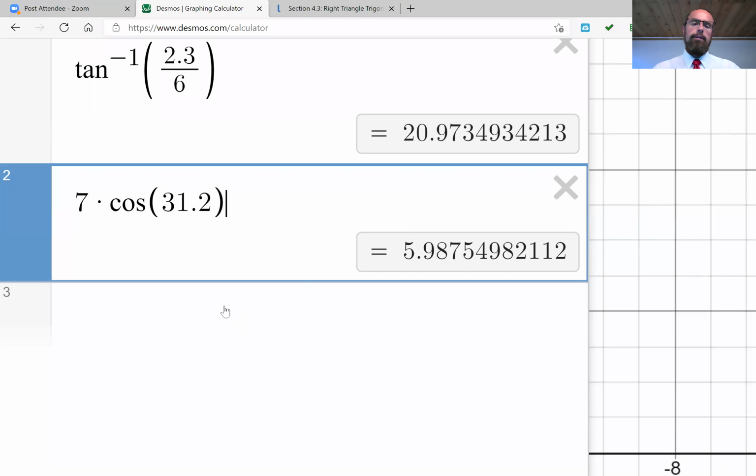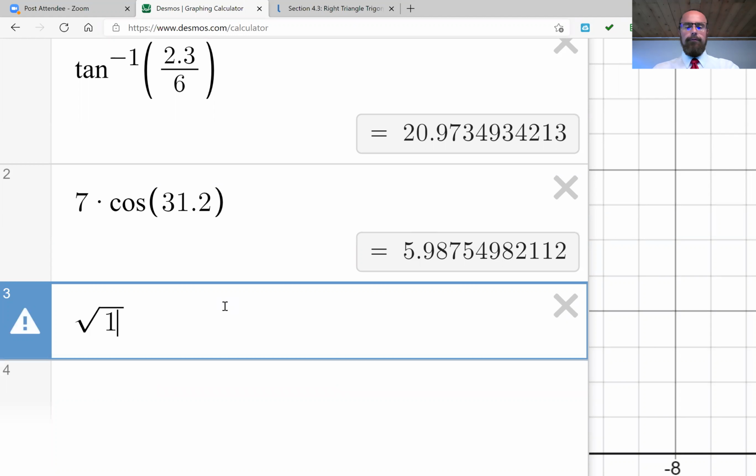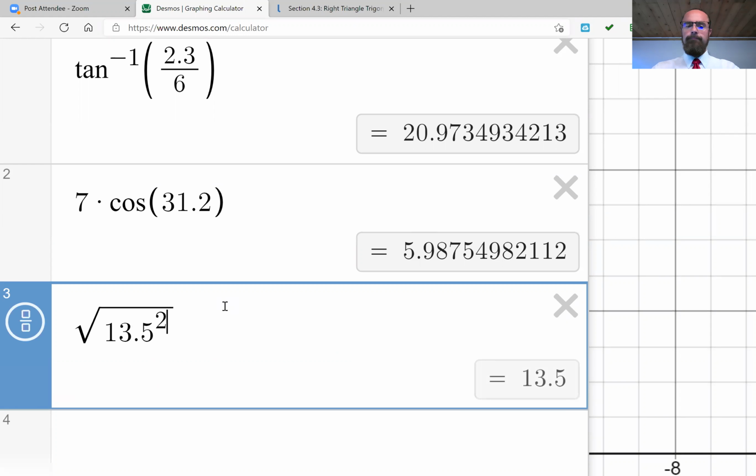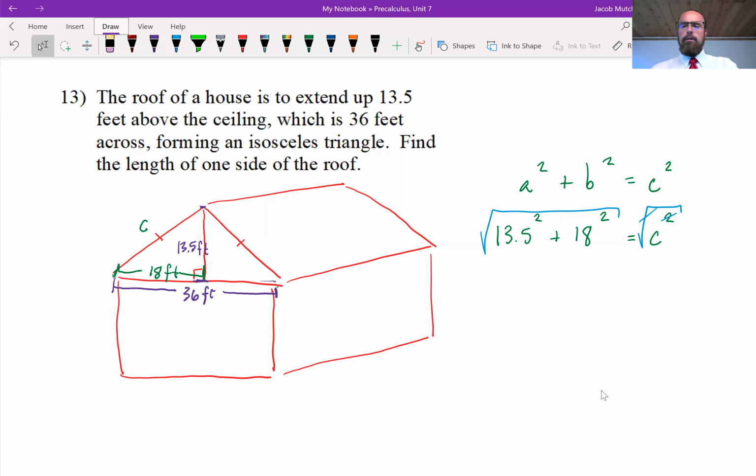So we'll put it all in as one expression. So the square root of 13.5 squared plus 18 squared. And that comes out to an exact value of 22.5 in length. We'll head back to our note screen to finalize that. So our solution here is C equals 22.5, and I do see my dimensions here are in feet.